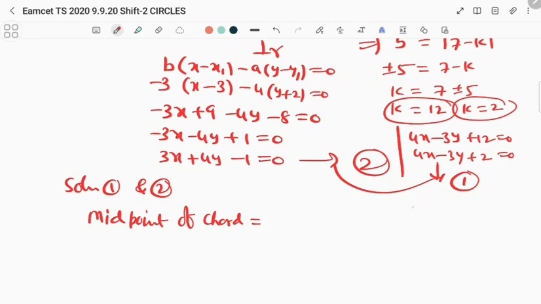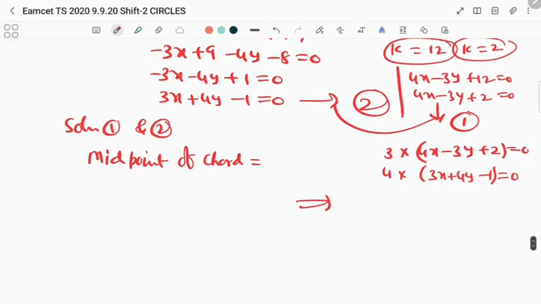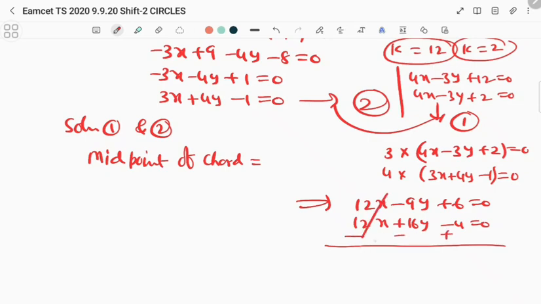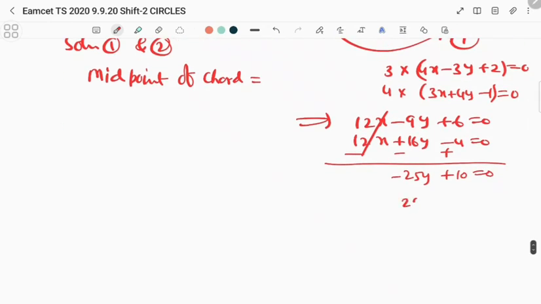So solving, equation 1 multiplying by 3: 3 into 4x minus 3y plus 2, and equation 2 multiplying by 4: 4 into 3x plus 4y minus 1 equal to 0. Solving the equations is your wish, whatever method you can apply. 12x minus 9y plus 6 equal to 0, 12x plus 16y minus 4 equal to 0. Subtracting, 12x cancels, 25y minus 10 equal to 0. So 25y equal to 10.